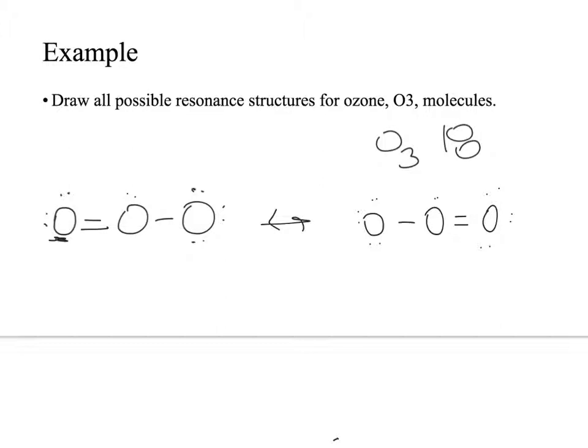So those are resonance structures. They're just basically Lewis structures with multiple options. You will know you need resonance structures when they say stuff like draw all the resonance structures. But there you go. That's it.